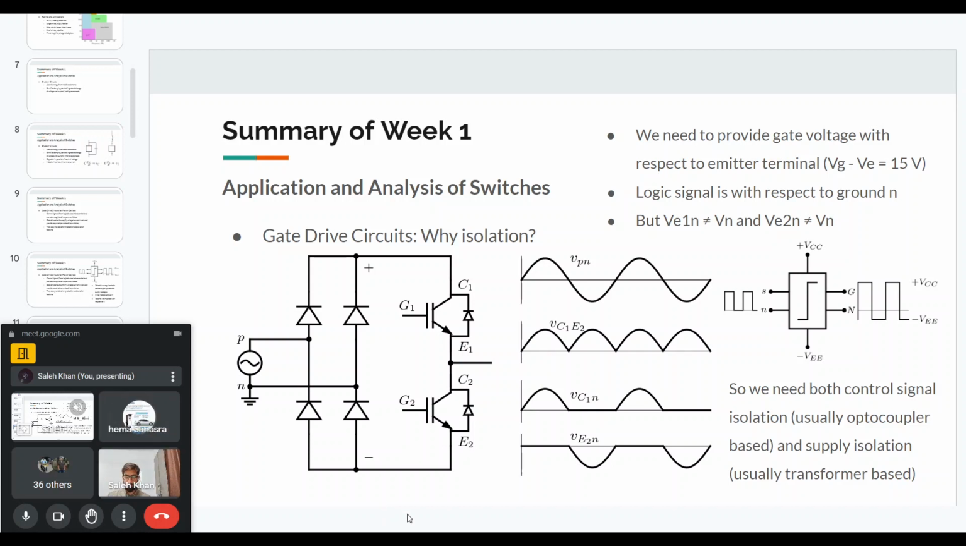Okay, no problem. So the whole point here was to show that the emitters are actually not at the ground level for the entire duration of the working. Hema has her hand raised. Do you have any question?